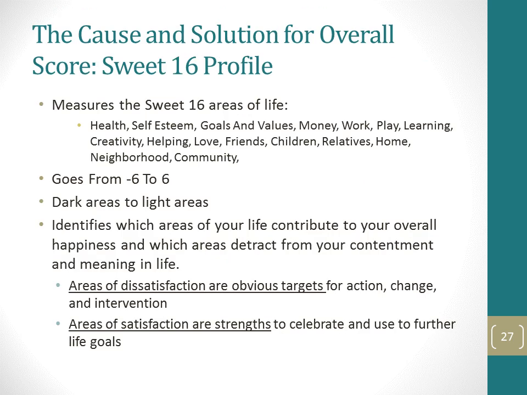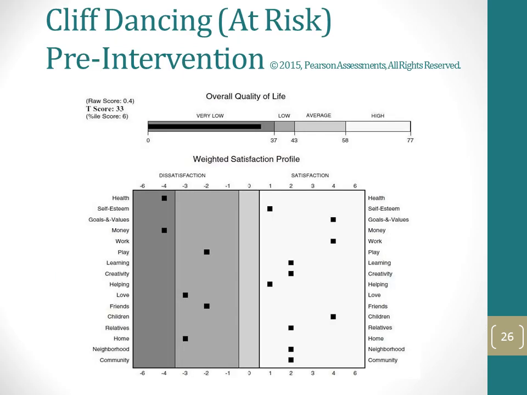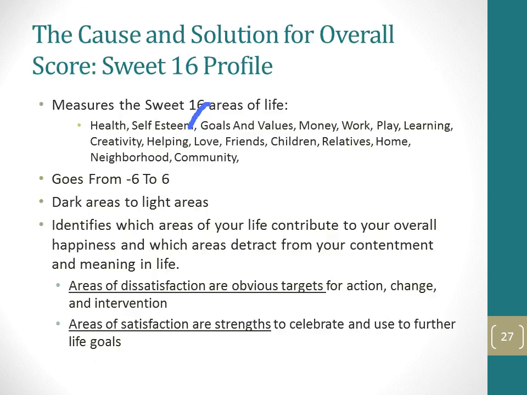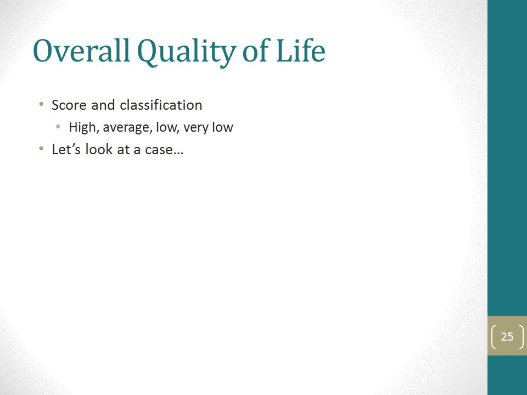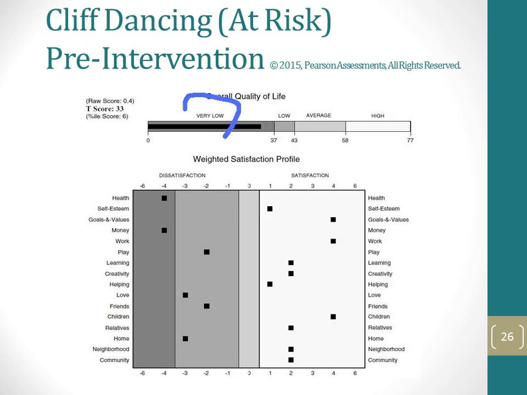Now, the cause and solution for your overall score on the QOLI is really the Sweet 16 profile. As I mentioned earlier, the areas of dissatisfaction are the targets of intervention. The areas of satisfaction are strengths to celebrate and to use in trying to achieve personal goals. So again, the very low score can be attributed to these areas of dissatisfaction that will be targets for intervention. And the areas of strength can be used to actually further other life goals that the client has and help them with moving forward in their work.